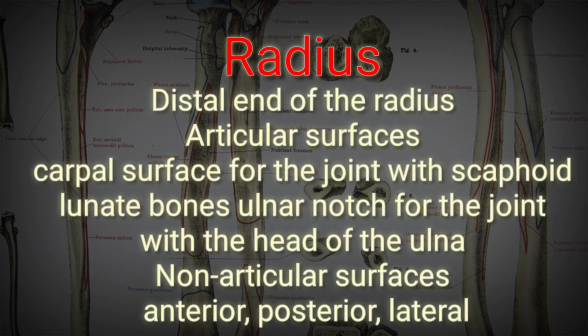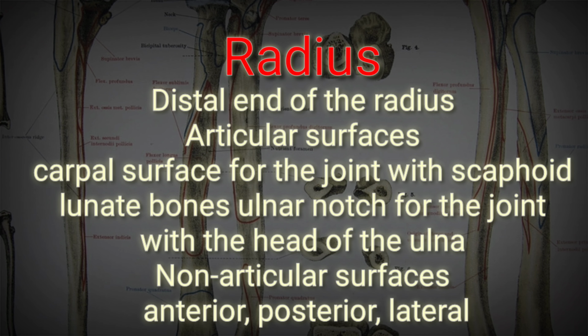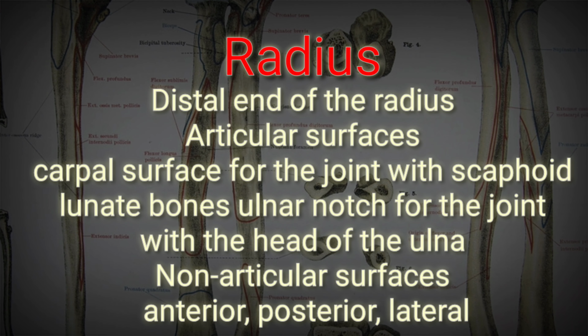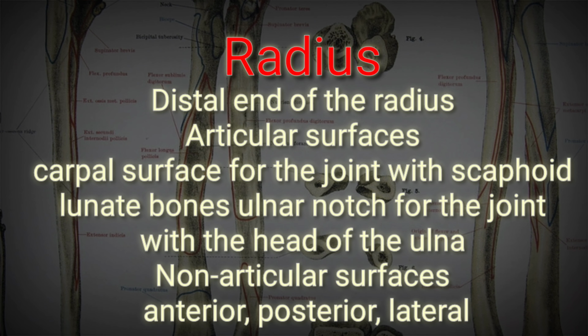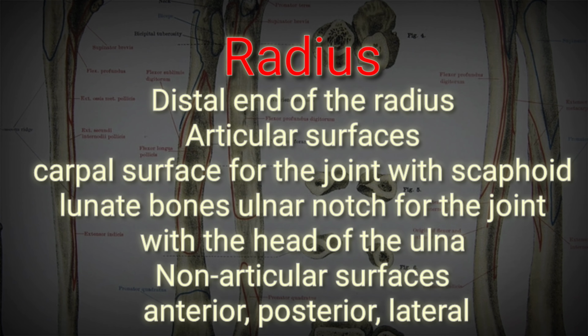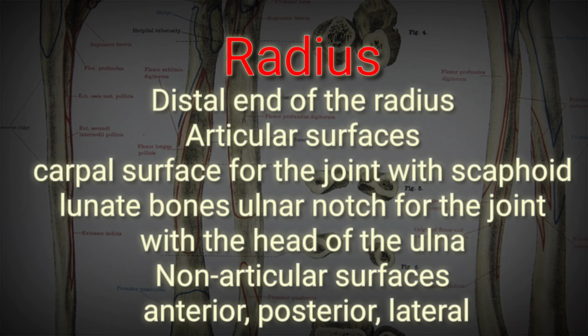Distal end of the radius. Articular surfaces: carpal surface for the joint with the scaphoid and lunate bones, ulnar notch for the joint with the head of the ulna. Non-articular surfaces: anterior, posterior and lateral.